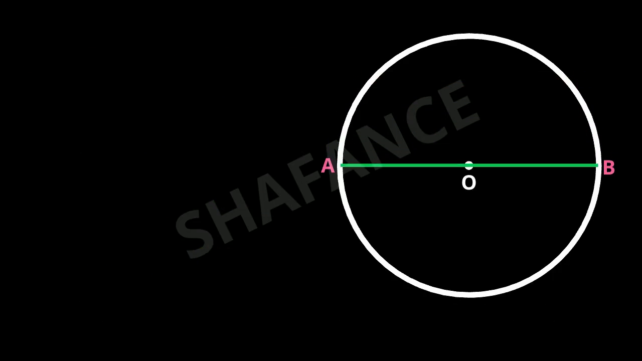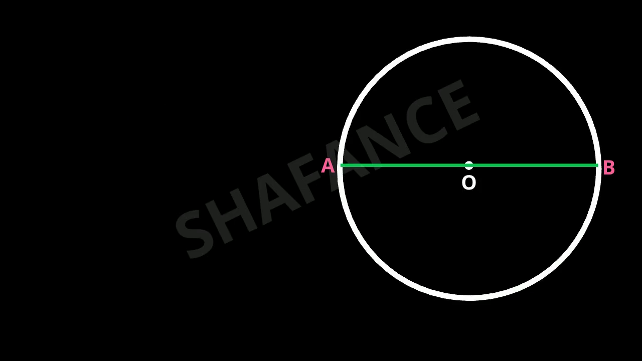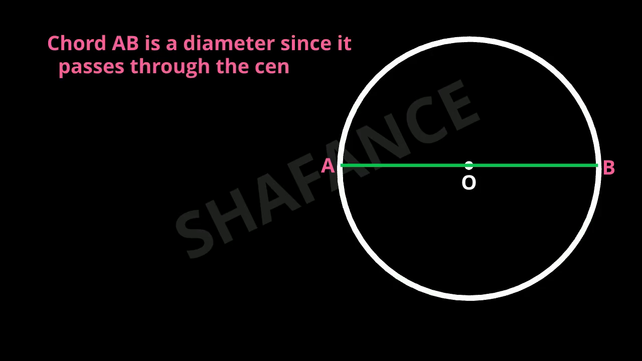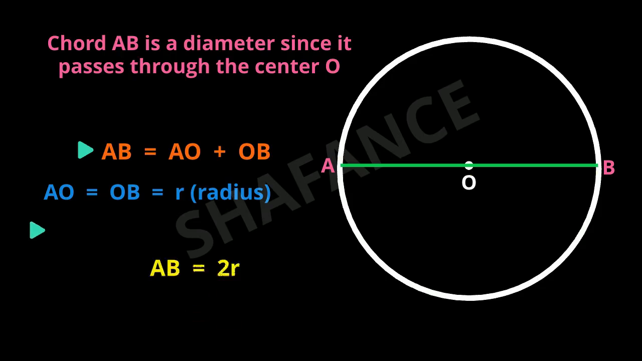Now we will see the length of the chord that passes through the center of the circle. That is, we are going to see the length of the diameter. Now AB is the diameter of the circle, since it passes through the center O. To calculate the length of AB, we can split it into two halves. AB is equal to AO plus OB. And we have already seen that AO is equal to OB is equal to the radius of the circle. So the length of AB is equal to twice the radius.